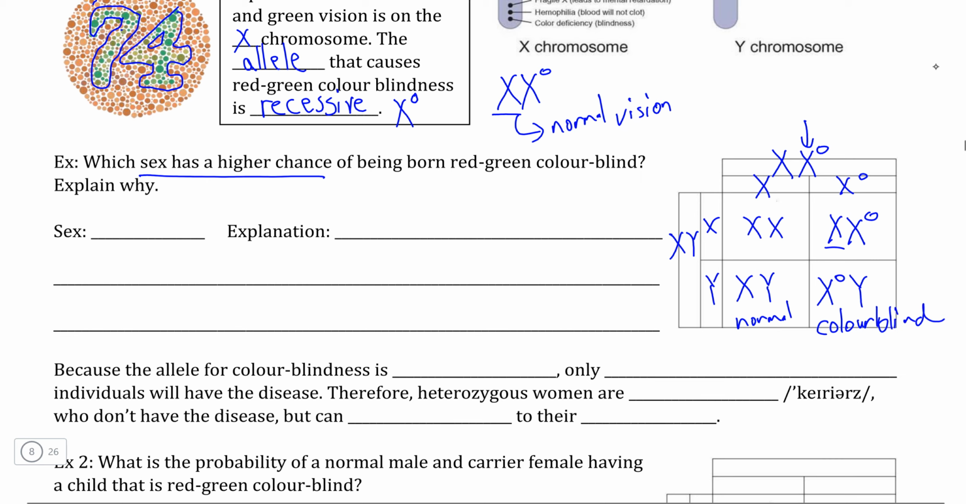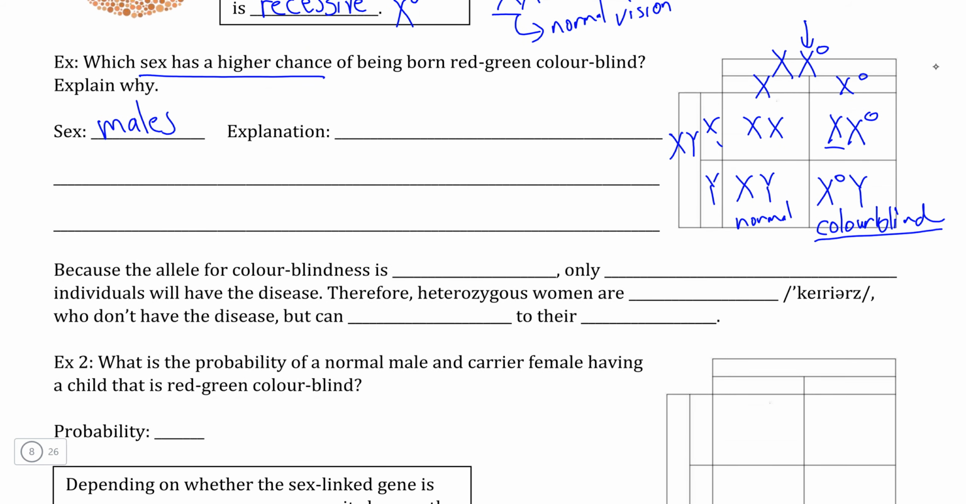However, if the male child here receives the X chromosome with the color blindness mutation, now this male child will actually be colorblind. So what we can see from this fairly simple Punnett square that we did is that it is actually male offspring that have a much more likely chance of being born colorblind. This is because the allele for colorblindness is not just recessive, but specifically X-linked.